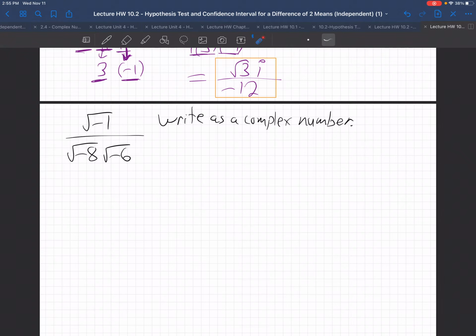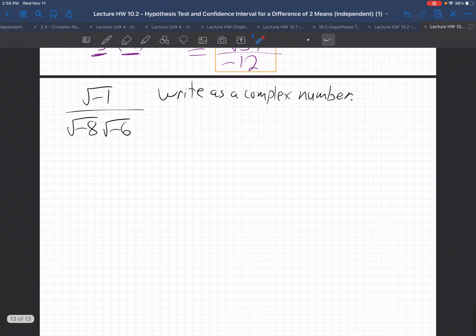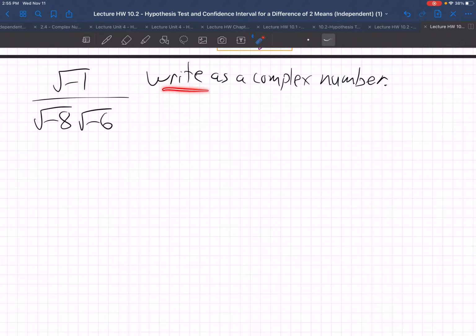Here we have an example in which we're taking an expression and we want to write it as a complex number. Okay, how are we going to do that? Well, first off, we know that anytime you have a negative inside of a root, it sends out an I, because a negative inside of a square root is imaginary. You can't take the square root of a negative number.